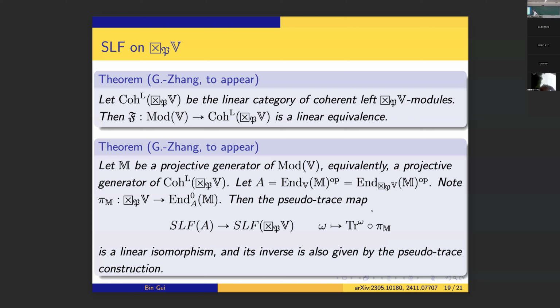In this theorem, I choose M to be a projective generator of a V module. According to the previous theorem, M is also a projective generator inside the category of coherent left modules of the associative algebra box tensor V. Now I take A to be the opposite of the endomorphism algebra of M with respect to V. You see that these two endomorphism algebras are the same because of the previous theorem about the equivalence of categories. So I take A to be this finite dimensional unitary algebra. Because M is the projective generator, you can show that M is projective as a right A module, and therefore we can define the pseudo-traces.